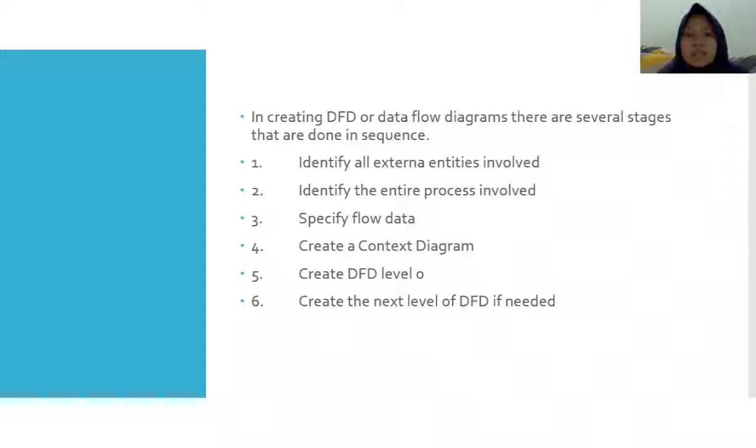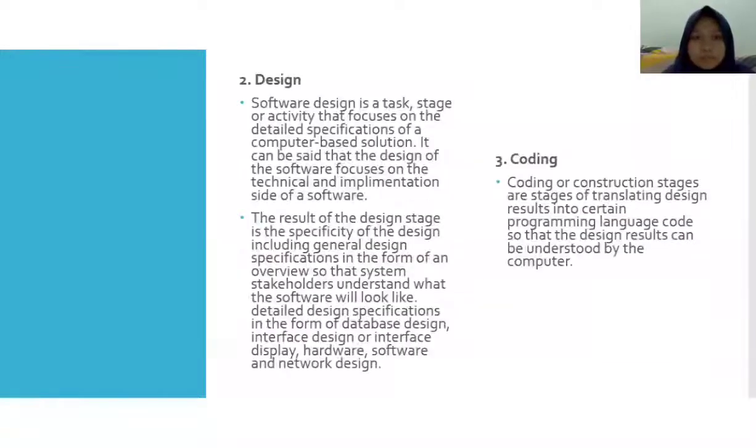In creating the DFD or data flow diagram, there are several stages that are done in sequence. Number one is identify all external entities involved. Number two is identify the entire process involved, and then specify data flow, create a context diagram, create the DFD level 0, and create the next level of the DFD if needed.